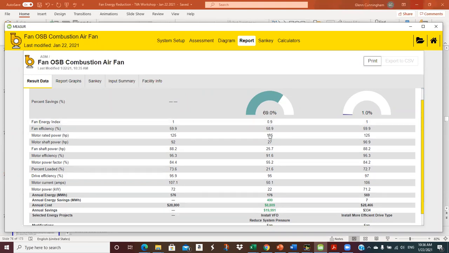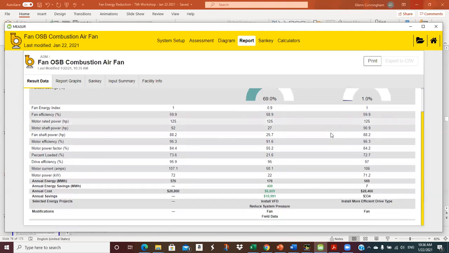And this just gives the calculated numbers before and, I don't know, rated horsepower. Oh yeah, I didn't change motors yet. So I could go back and change the motor and it would probably project a little bit of additional savings.